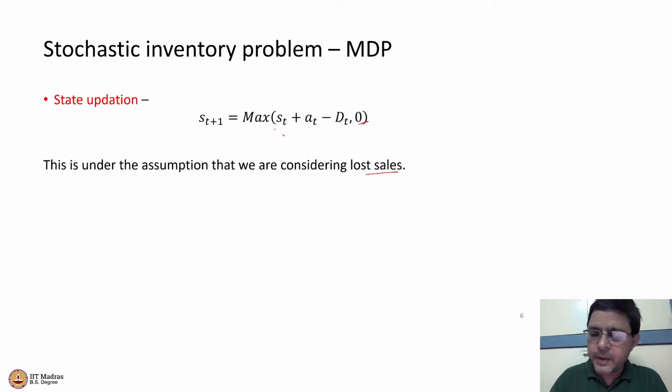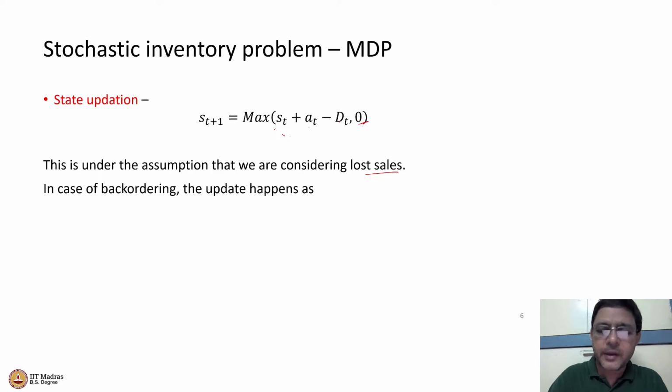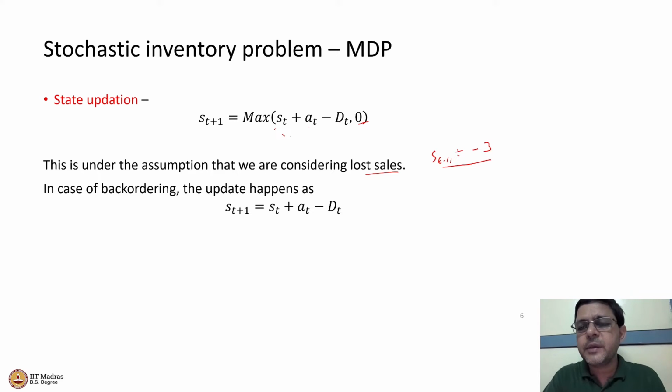If we were considering back ordering, the state update would happen like this: st plus 1 is equal to st plus at minus dt, and therefore if dt is bigger than st plus at, then st plus 1 would become negative, and therefore you are actually carrying negative inventory to the next time period. So what would negative inventory mean? Let us say that st plus 1 is negative 3. What would st plus 1 equal to negative 3 mean?